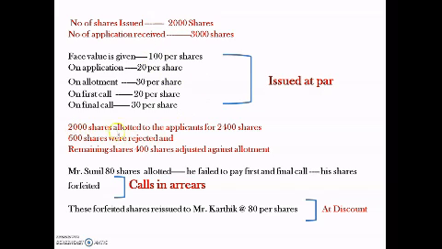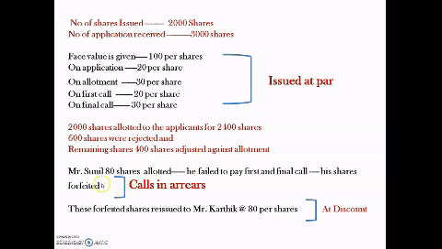Okay. Next, see here, 2000 shares allotted to the applicants for 2400 shares. Means who applied for 2400 shares, company allotted them only 2000 shares. And 600 shares were rejected. From this 3000 shares, 2000 shares were allotted, and the remaining will be 1000. From that 1000, 600 shares were rejected, and the remaining 400 shares adjusted against the allotment.